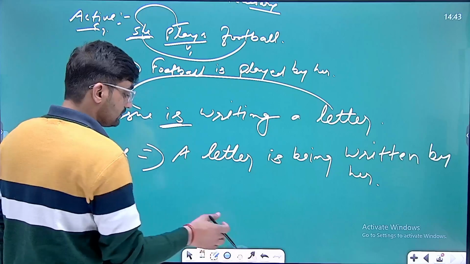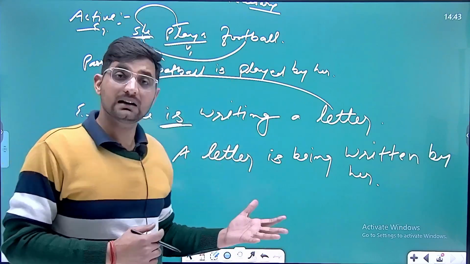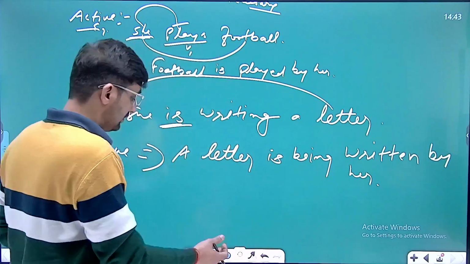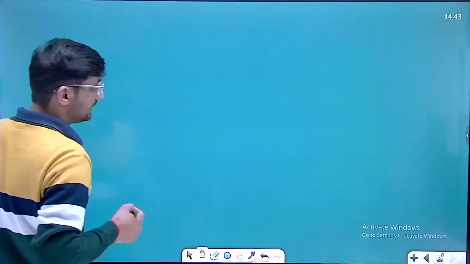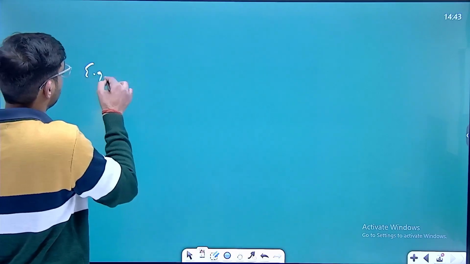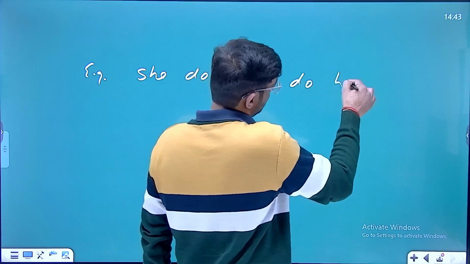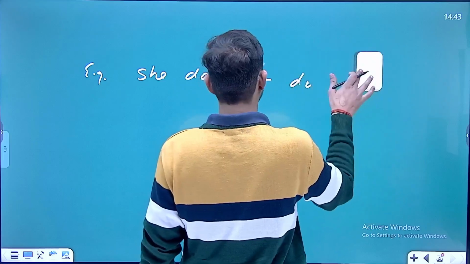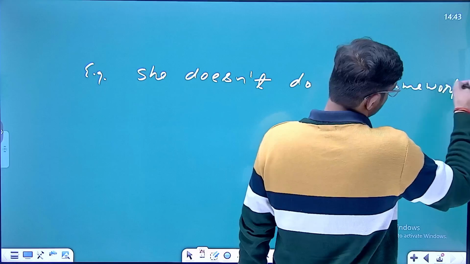Okay. Now let's talk about transformation of the sentence. That is, if the sentence is given in assertive, affirmative form, then how to convert it into negative, and how to convert it into interrogative. Maybe you face such types of sentences, where the interrogative or negative one is given, like if I write here: she doesn't do her homework.